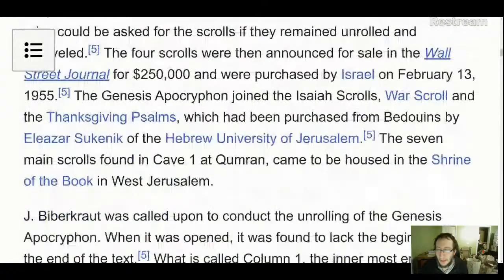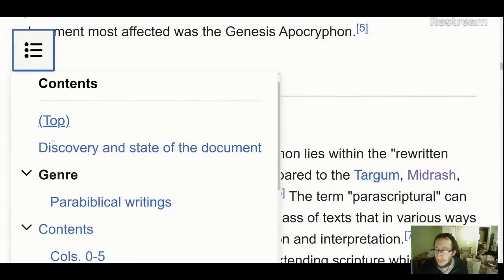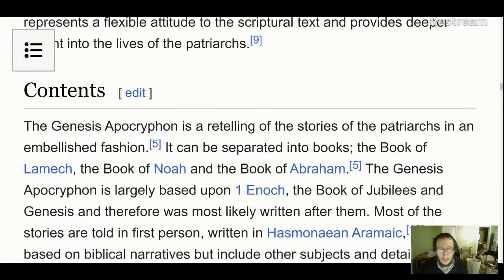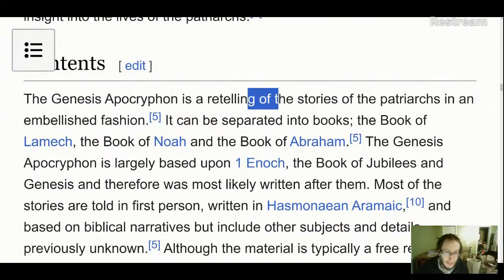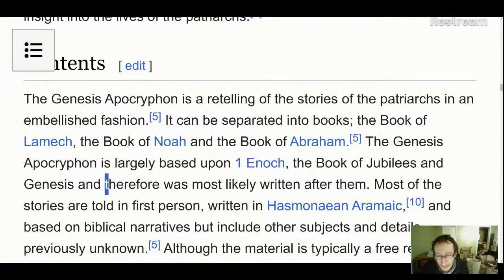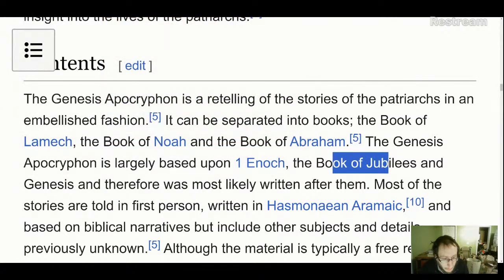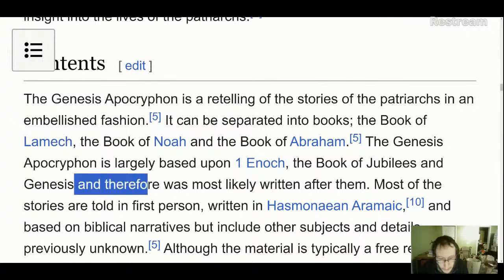Okay. And then there should be a section for contents. Let's see. Contents. It's a retelling, they say, of the stories of the patriarchs in an embellished fashion. It can be separated into books: the book of Lamech, the book of Noah, and the book of Abraham. Genesis Apocryphon is largely based on First Enoch, that's what they say, Book of Jubilees, and Genesis, and therefore was most likely written after them. Wrong. Genesis Apocryphon is the source of First Enoch and the Book of Jubilees and Genesis.